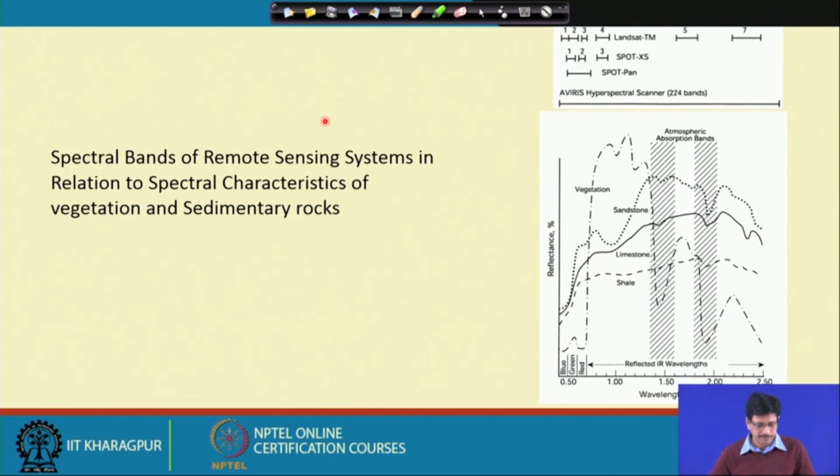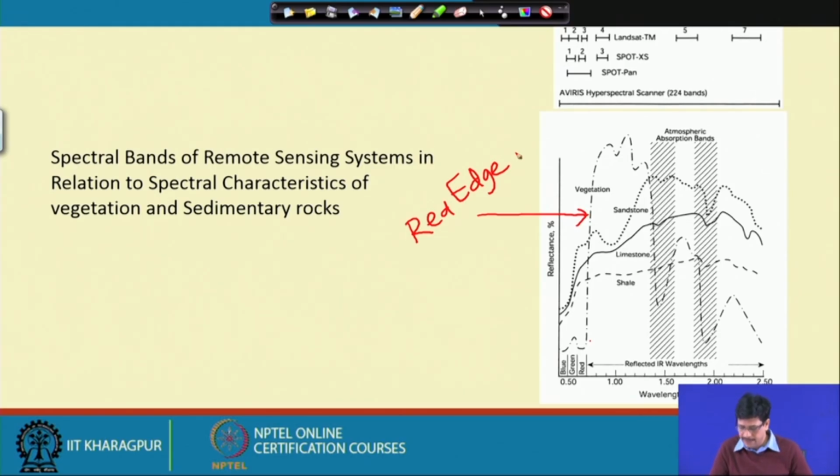And here there is some of the spectral bands of some characteristic mineral. Here, as we saw before, this is the spectral band for vegetation reflectance spectra, which is just on the edge of the visible range of the electromagnetic spectrum. That is why it is called the red edge. And other than that, these are some of our chosen rock types: a sandstone, a limestone, and a shale, whose spectral characteristics are shown here.